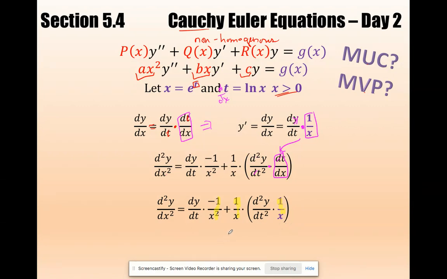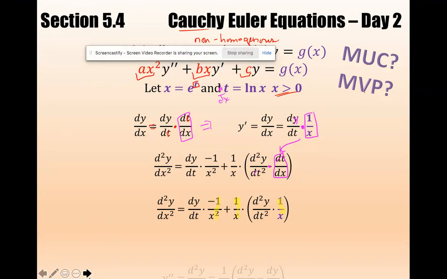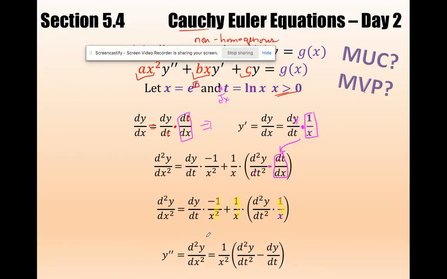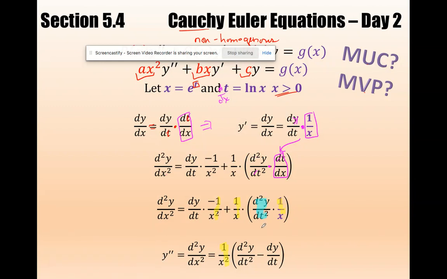Sweet, right? So I'm going to factor out this 1 over x squared. Let me get this out of the way. So here's the 1 over x squared I factored out front. Then I have the second derivative with respect to t minus the first derivative with respect to t, right? That's all in here.